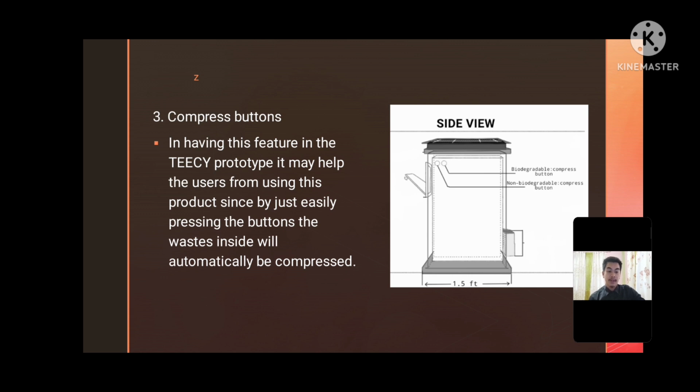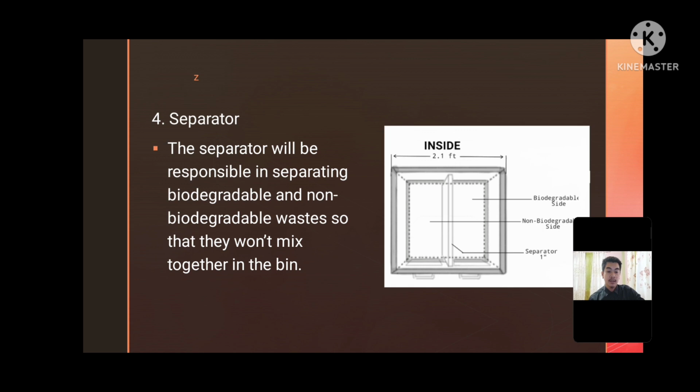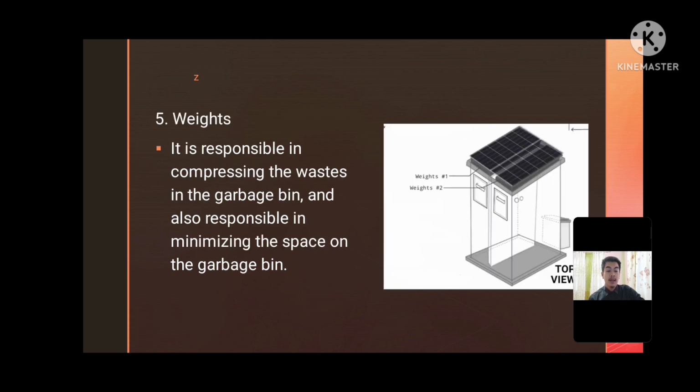Now next is the separator. Having this separator in the trash bin's features will be of great help since it will separate biodegradable from non-biodegradable wastes, and it may also separate recyclable materials. Next is the fifth part, which is the weights. The weights play a vital part in our prototype since they are responsible for compressing the waste in the garbage bin, and also for minimizing the space in the garbage bin.